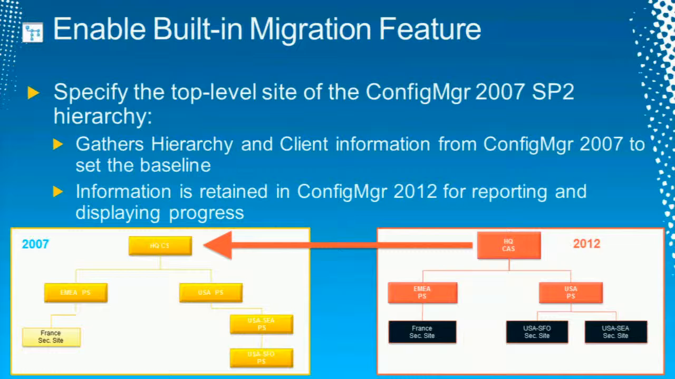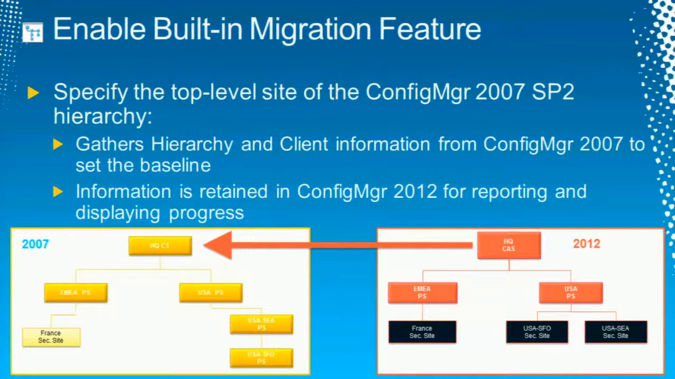The first step in your process, after you've validated that you have 2007 SP2 and your brand new 2012 environment, is to set up your mapping between the central site and central site. In essence, what you do, down in the orange in the lower right, is go to your central administration site server, the CAS in 2012, and point to your 2007 central site server. So you set up a mapping between those two central sites.